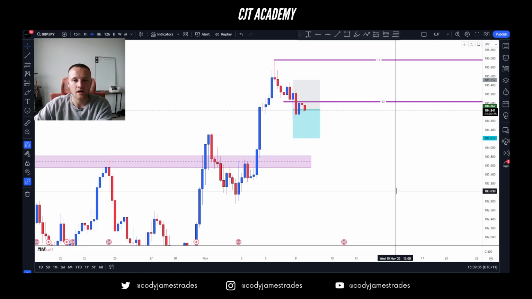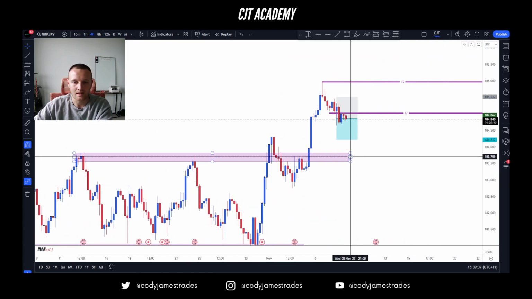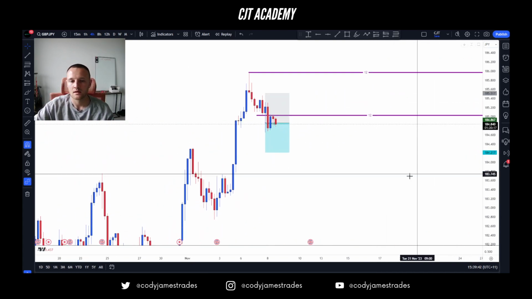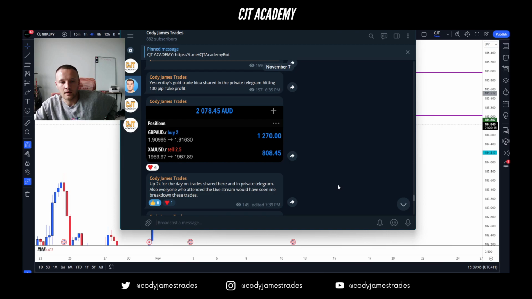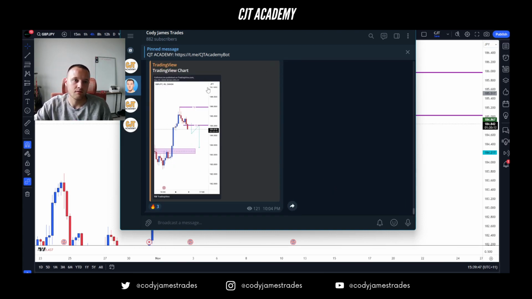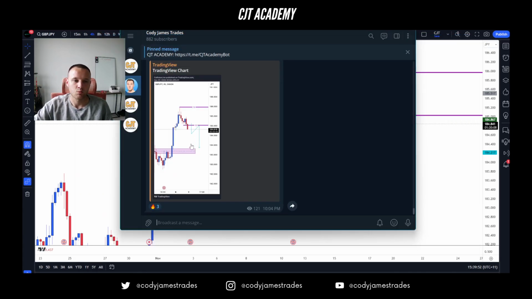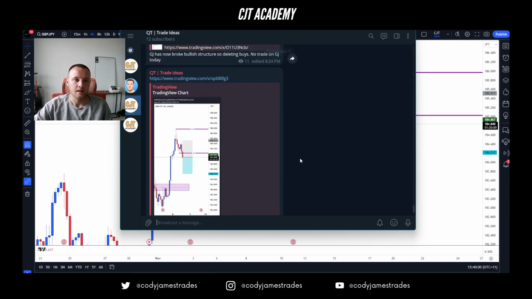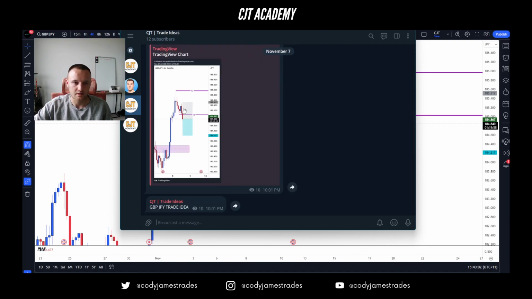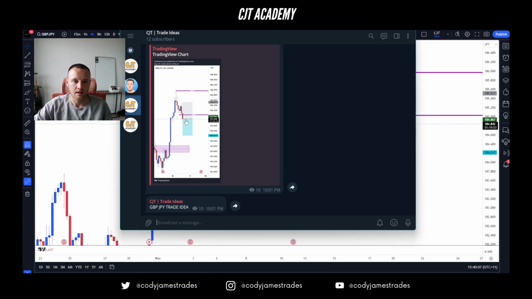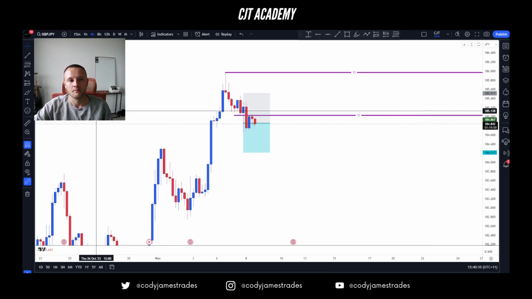Moving on to GJ. I am currently in this sell. This was also called out yesterday in the free telegram. So this is the free telegram. As you can see, I don't give actual entry points or stop loss or take profit, whereas in the private telegram I do. This is the same setup here on GJ, but I give a stop loss, an entry, and a take profit, which is the difference.